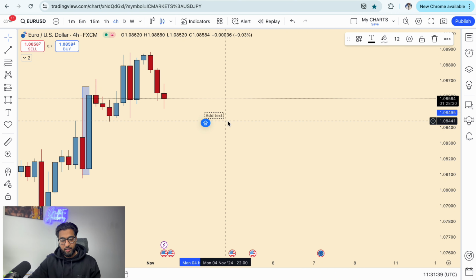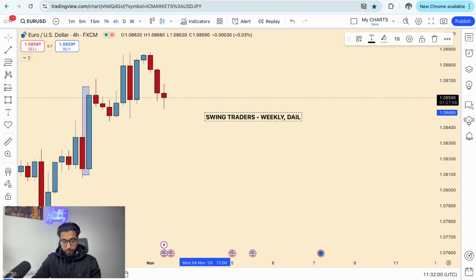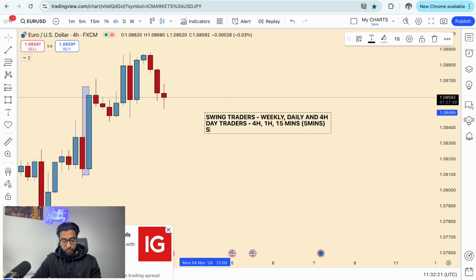Now, I need you guys to understand something. I'm just going to make this text a little bit larger. I would say for swing traders, they would use the weekly, the daily, and 4 hours. For day traders, we would use the 4 hours, the 1 hour, 15 mins, and obviously we could put in brackets as well, 5 mins. And now for scalpers, I would say maybe the 1 hour, definitely the 15 minutes, and definitely scaling into the 1 to 5 min range.